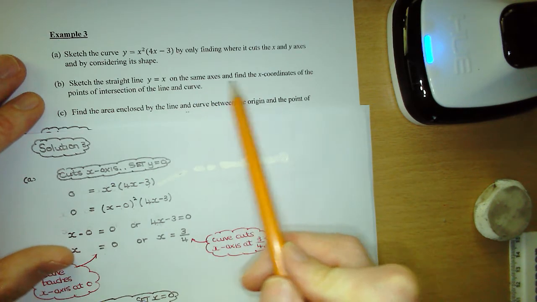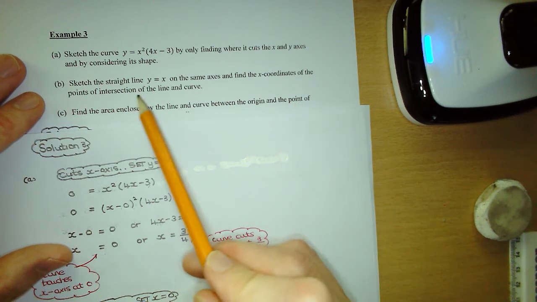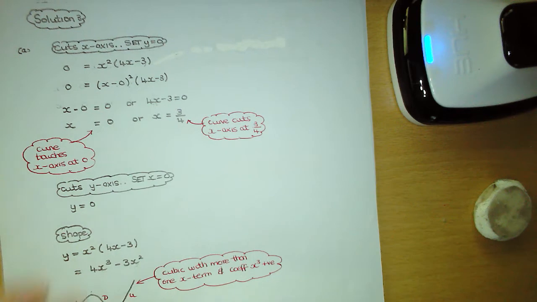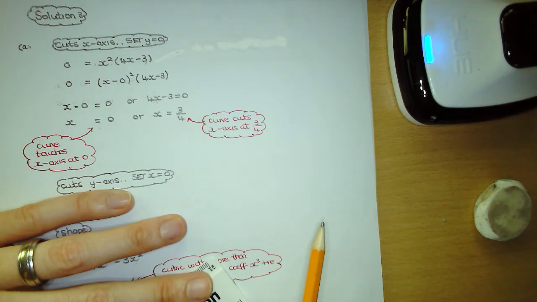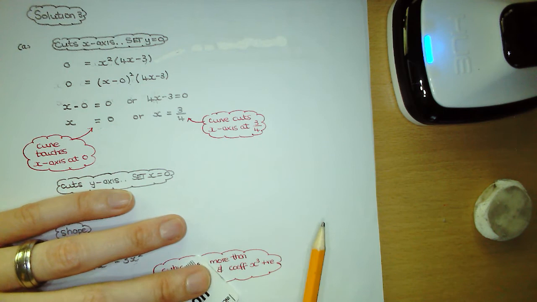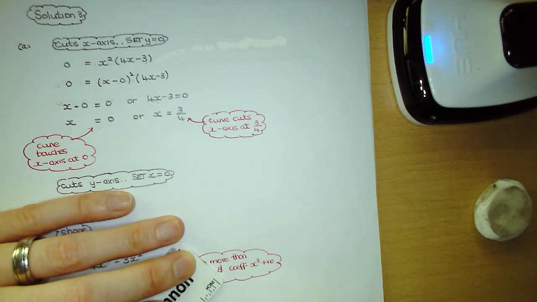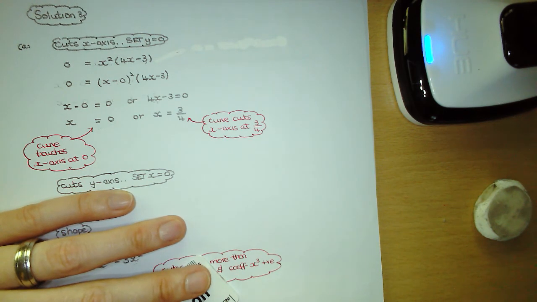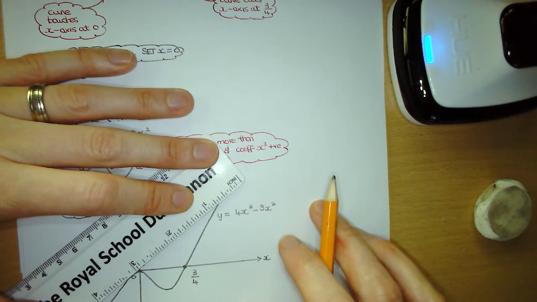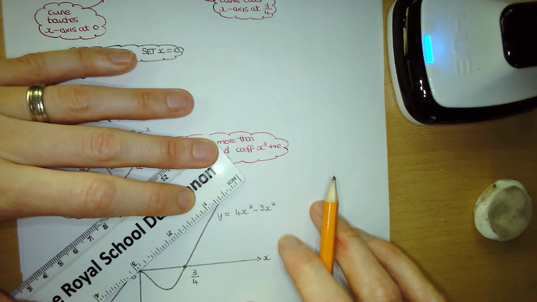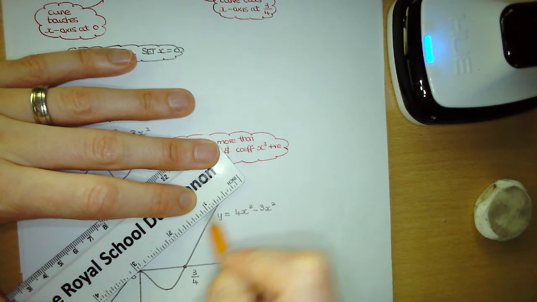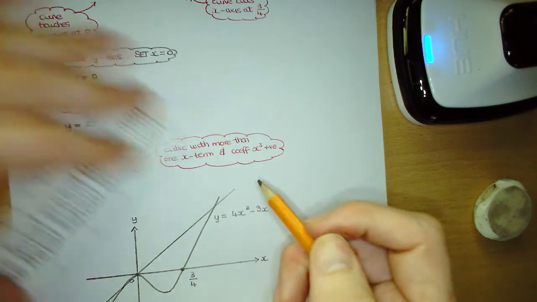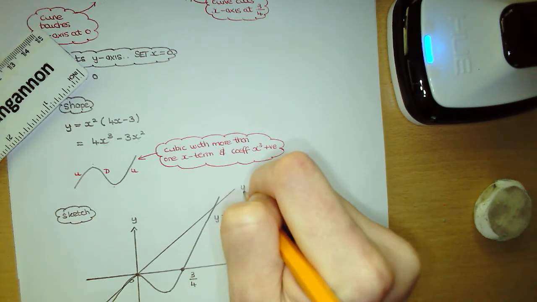Part B then says, sketch the straight line y equals x on the same axes and find the x coordinates of the points of intersection of the line and the curve. So y equals x, again, is going to be a line that goes through the origin, it's going to slope upwards. So it's going to look something like that. There's your line, y equals x.